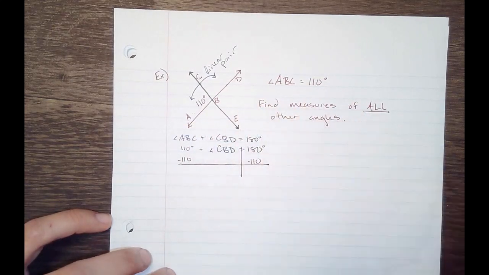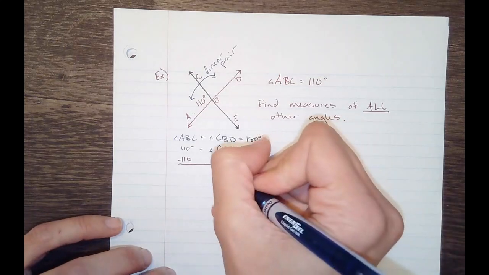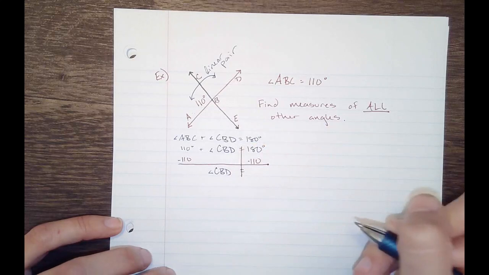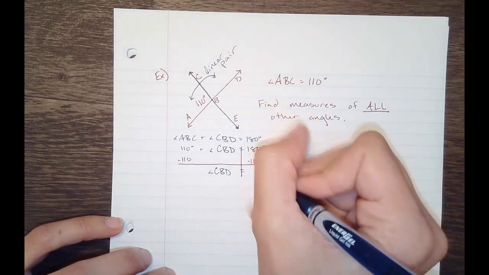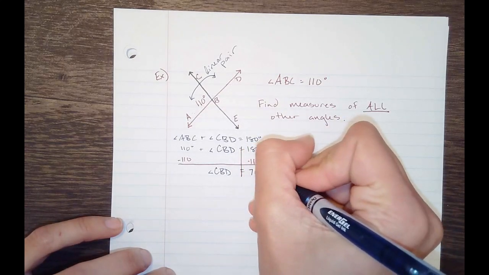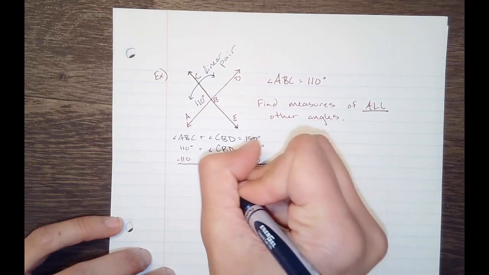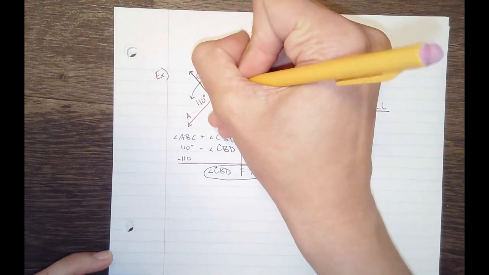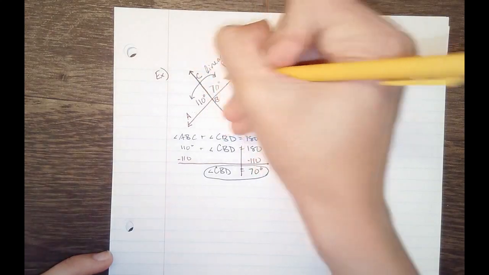So now we can go back and fill this in with 70 degrees. Well, then if we're looking at it, and we look at CBD, and we need to find DBE, well, these two angles form a line, so they're also a linear pair.